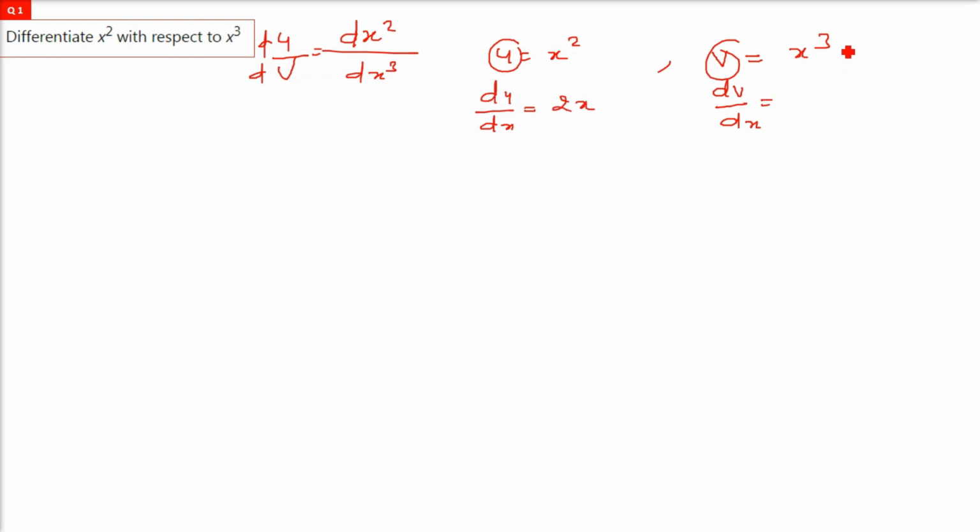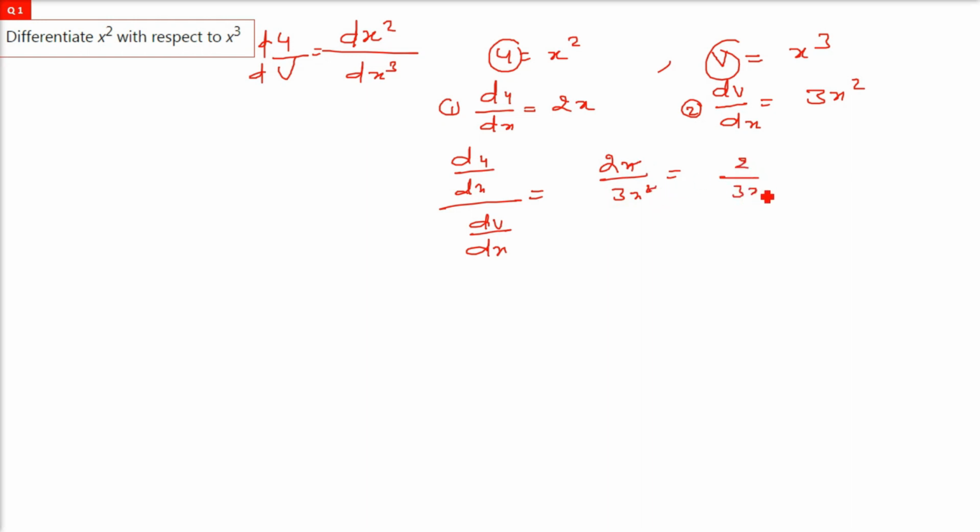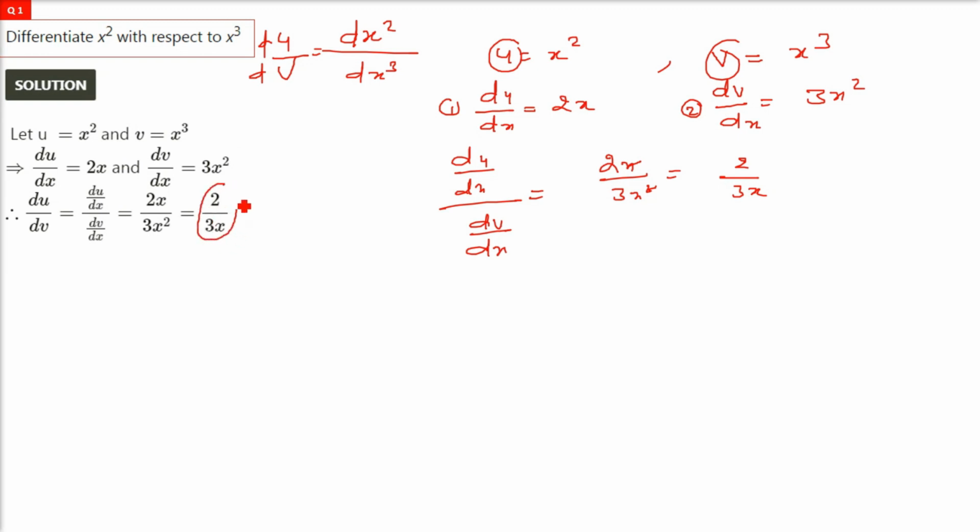Du by dx is 2x, dv by dx is 3x square. Now just divide them. So we have to divide du by dx divided by dv by dx, and that corresponds to 2x divided by 3x square, and that is 2 by 3x. So this is going to be your way of solving all other questions like this.